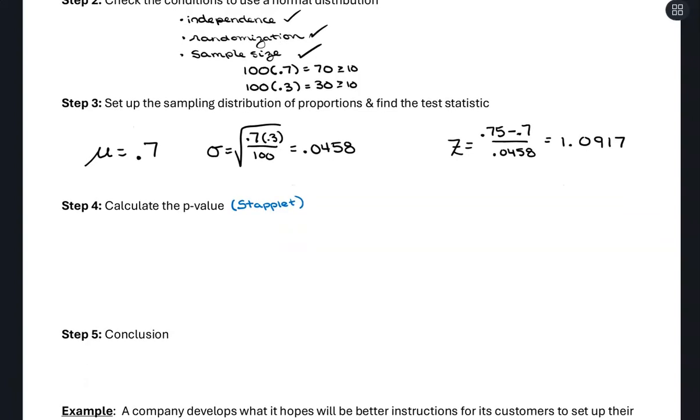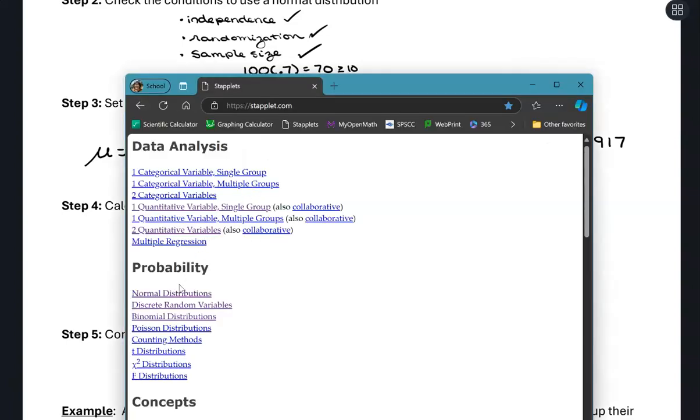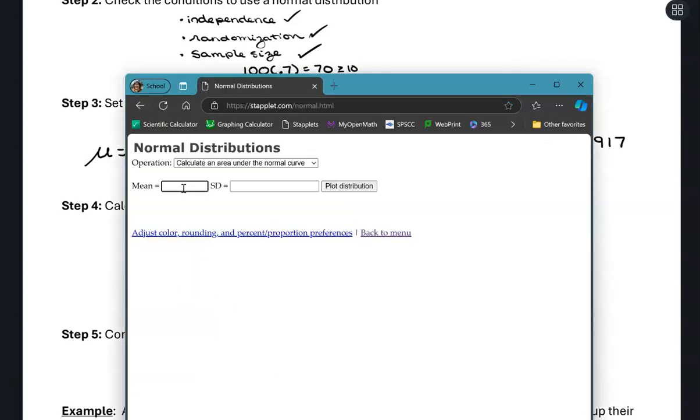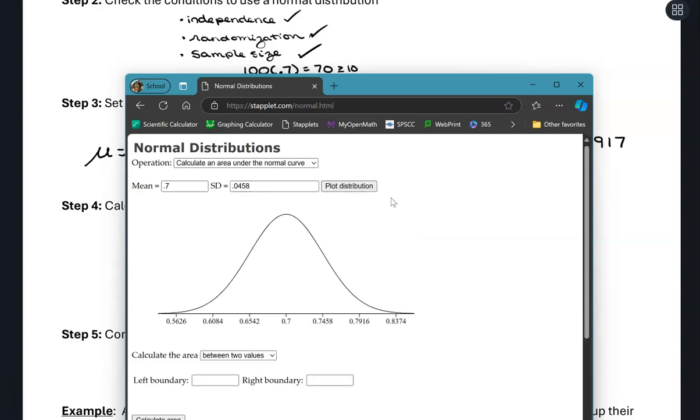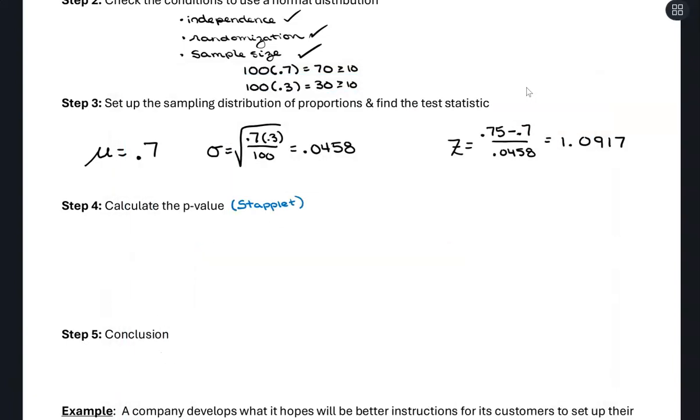So calculating the p-value here, we're going to go to Statlet, and we want a normal distribution. I have my mean of 0.7, standard deviation of 0.0458. Plot that distribution. In fact, often I draw a picture myself first. Let's even do that, because sometimes it can help to draw the picture for yourself first so you know what to expect before just plugging in numbers.